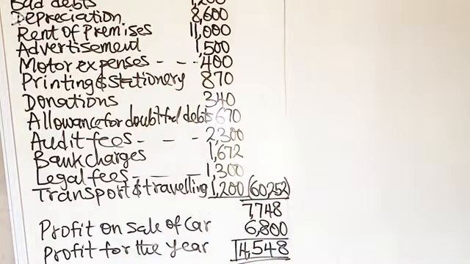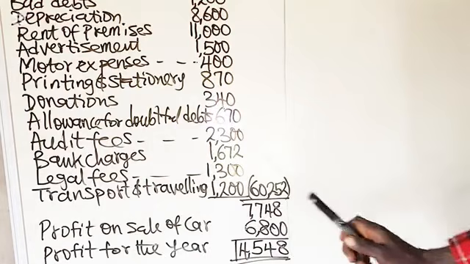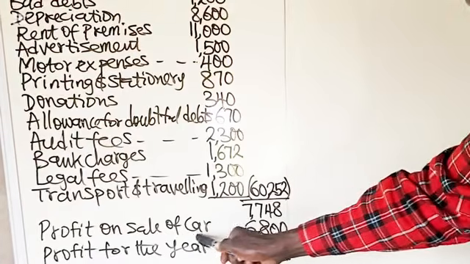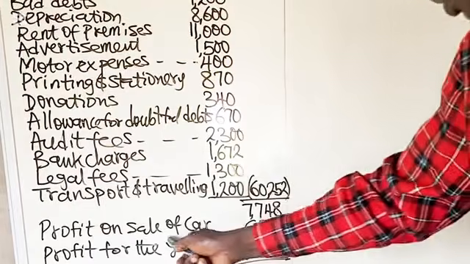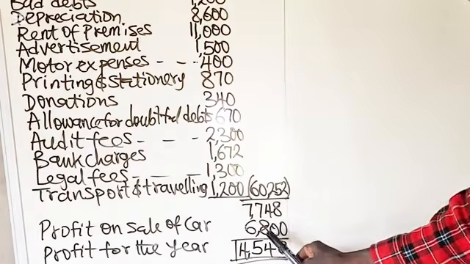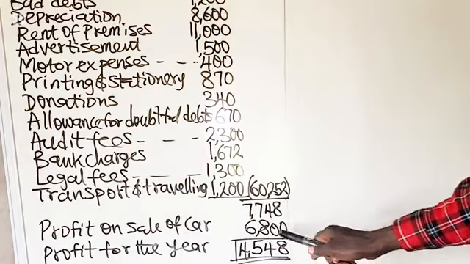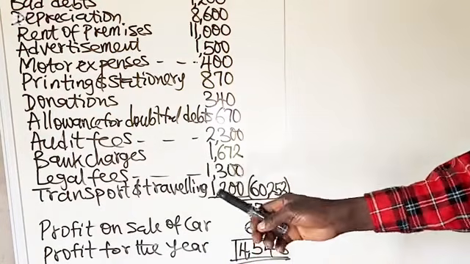Transport and traveling is allowable. Profit on sale of car is not a taxable income. We're supposed to deduct this because it is not taxable. Profit from sale of non-current asset. Car is a tangible non-current asset, so it's not allowable. It's an accrual concept. It follows the accrual principle. Taxation follows the cash principle. So profit from sale of asset is not allowable, so we will subtract that. But we are still dealing with those items to be added first.